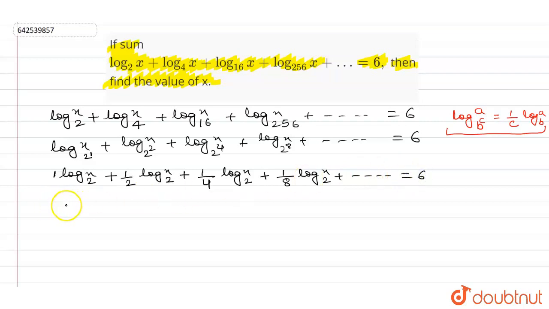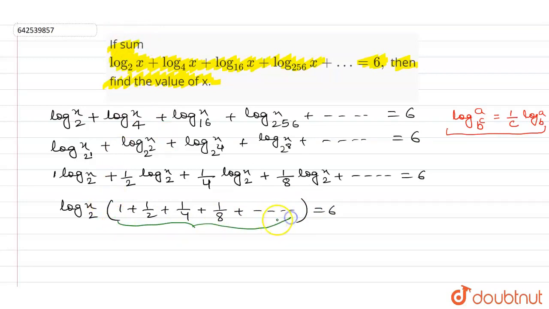Okay, I take log x to the base 2 common from the entire equation, so it became log x to the base 2 times 1 plus 1 by 2 plus 1 by 4 plus 1 by 8 up to infinity equal to 6. So here I observed a series. Okay, so we have to first solve this series. Here the series is 1 plus 1 by 2 plus 1 by 4 plus 1 by 8 up to infinity.